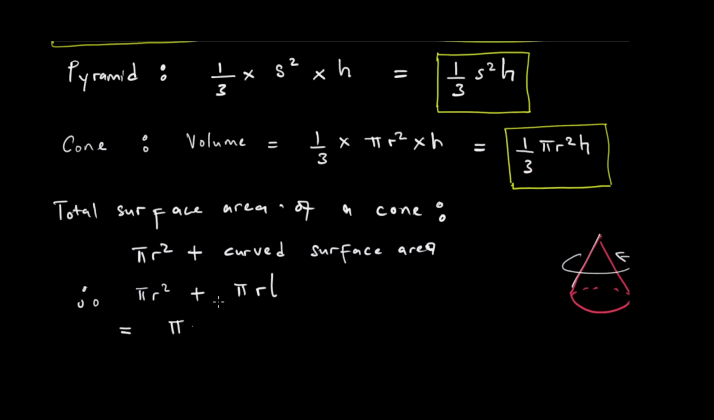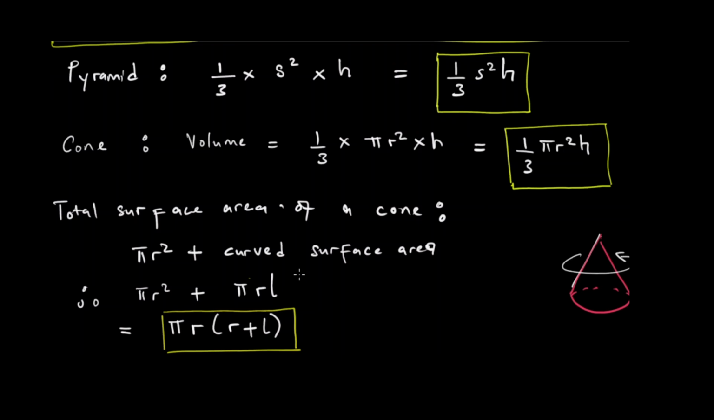If we factor out, what do we factor out? To factor out pi r, we are left with r plus l. So I just want to explain a few things about the surface area of a cone. We explained the surface area of a cylinder. It was easy to understand. But the surface area of a cone is pi, that constant, r the radius, then l the slant length.